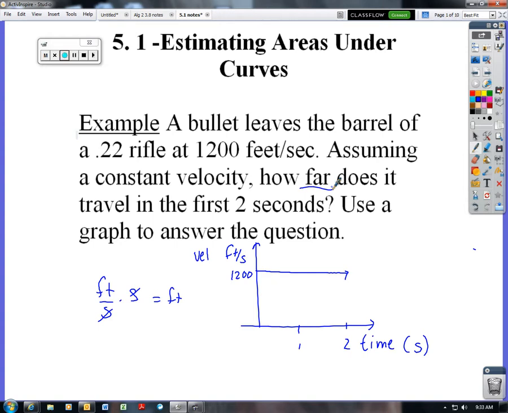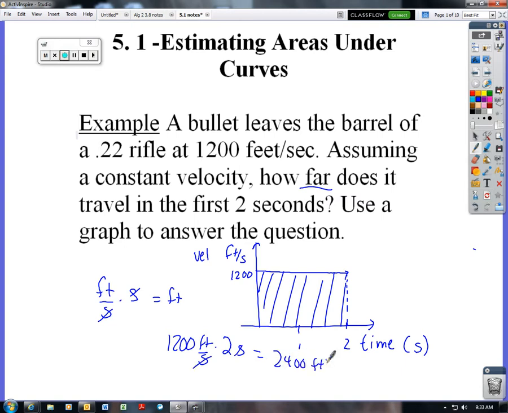When we multiply, I'm basically multiplying the length times the width. So I'm finding the area under the curve is how we say that. So the height is 1,200 feet per second times the length, which is 2 seconds. And then those will cancel, and you get 2,400 feet. So what I've just done is found the distance by finding the area under the velocity curve over that time interval.